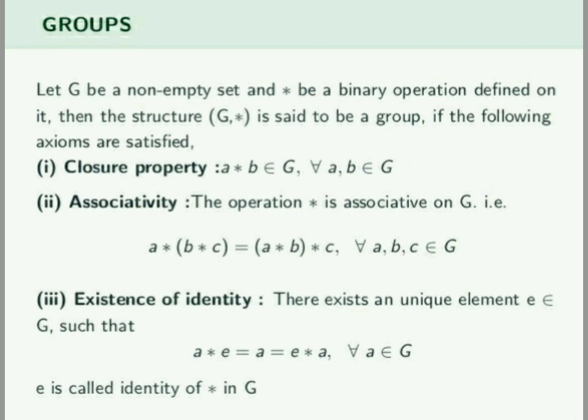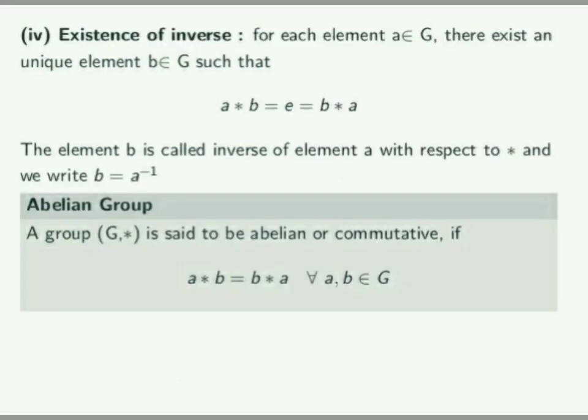Finally, fourth one, existence of inverse. For every element a belongs to G, there exists a unique element b belongs to G such that a star b equals b star a equals e, where b is the inverse element of a and we write b equals a inverse. For example, the set of integers and complex numbers form a group under the operation star.